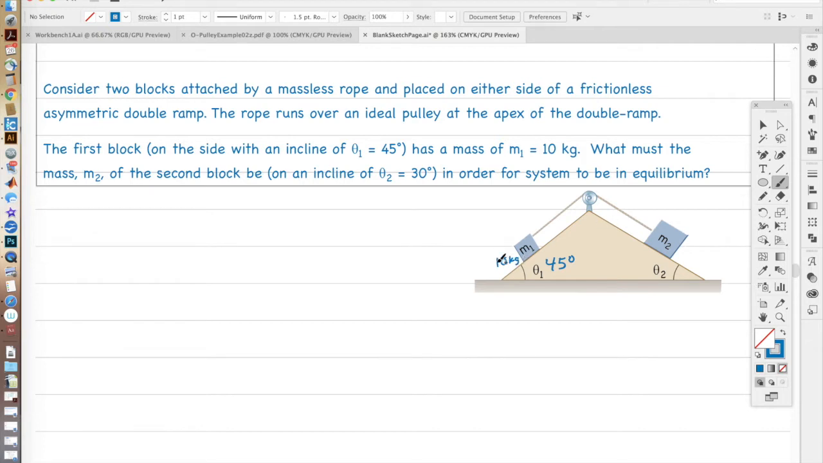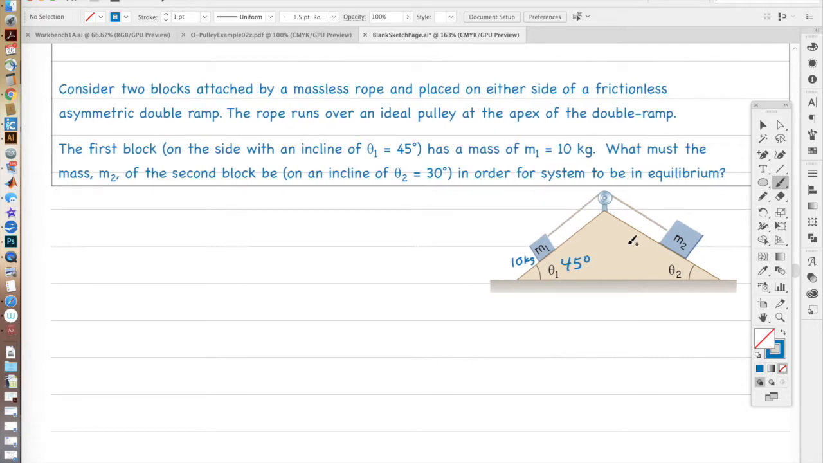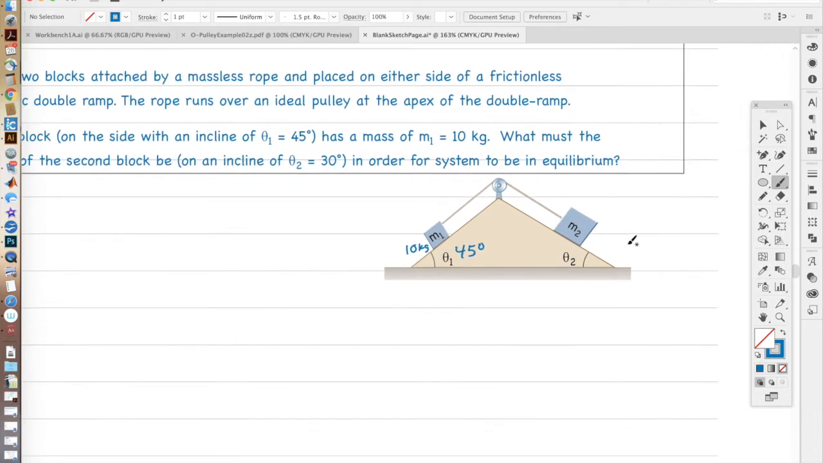Okay, and we want to know what the mass of the second block would have to be on this side with an incline of 30 degrees in order for the system to be in equilibrium. So let's take a step back here and think what that means. We want to know what the mass of this object is in order for the system with M1 and M2 connected with this rope across this pulley to stay stationary, basically not to move.